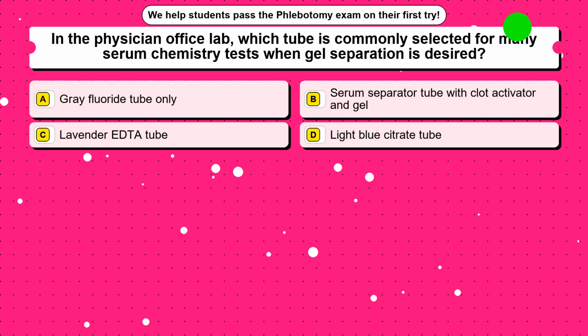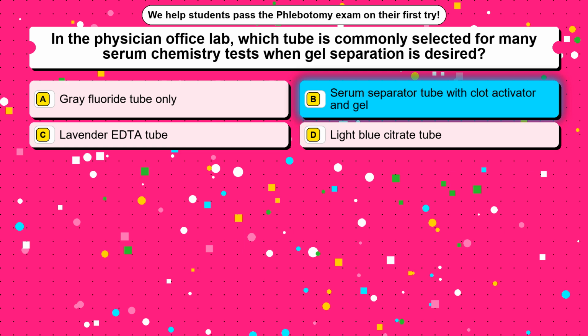Question 53. In the physician office lab, which tube is commonly selected for many serum chemistry tests when gel separation is desired? Option A, gray fluoride tube only. Option B, serum separator tube with clot activator and gel. Option C, lavender EDTA tube. Option D, light blue citrate tube.